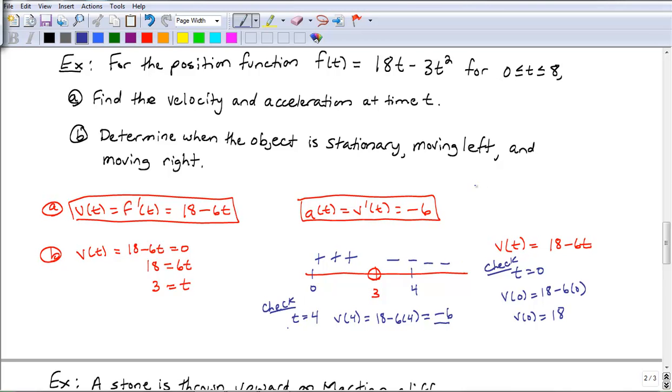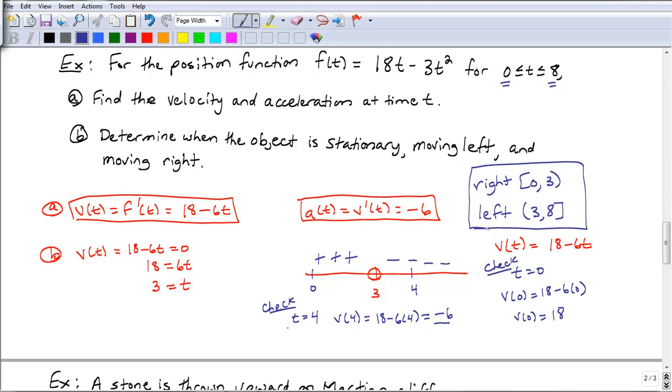So that means it moves right where the velocity is positive. Notice it starts at t equals 0, so it moves right from 0 to 3. At 3 it's not moving at all though, so I have to use an open bracket at 3. It moves left where the velocity is negative. That's 3 to 8 because 8 is the endpoint on our interval. The only time it's 0 is at 3, so that's the only one I can't include. It is moving right at 0 and left at 8. So this tells me when it's moving which direction. It's stationary where the velocity is 0, at t equals 3.